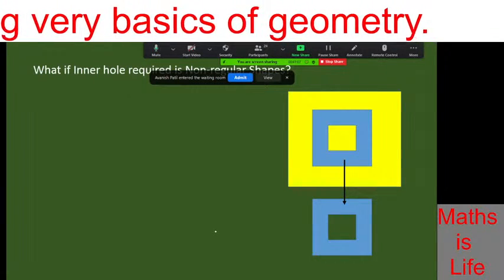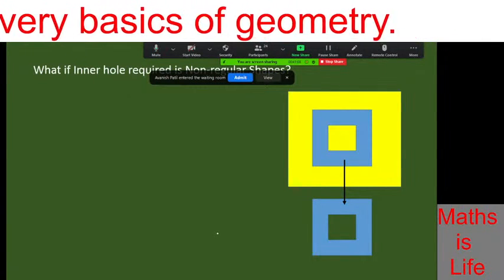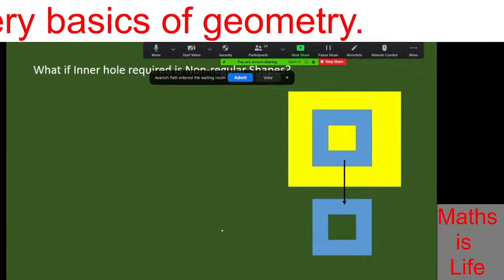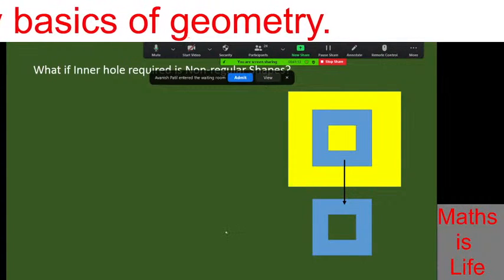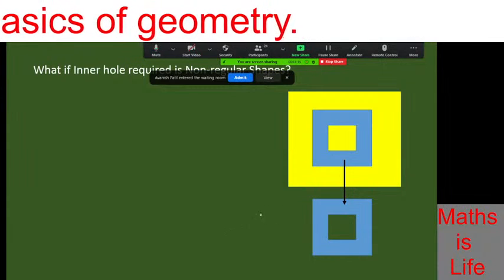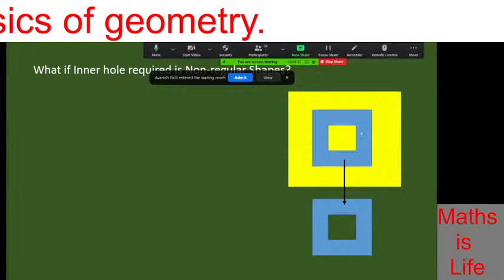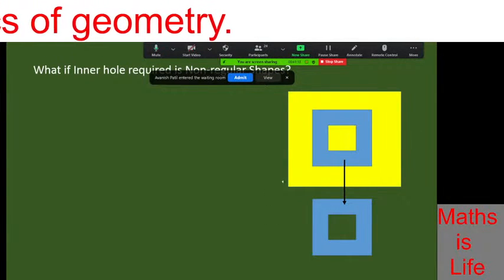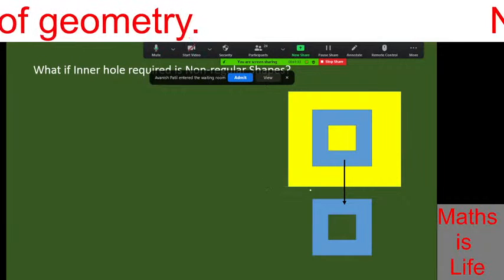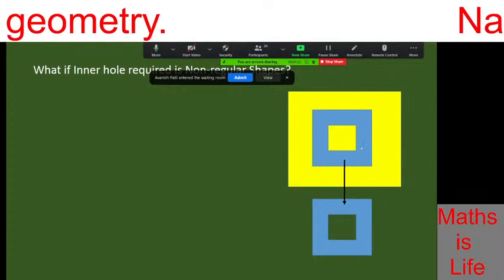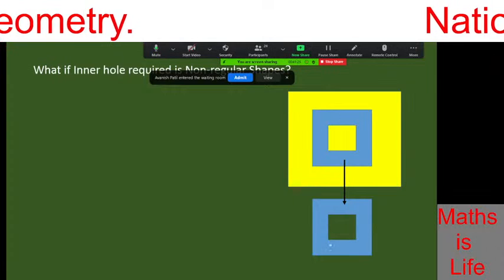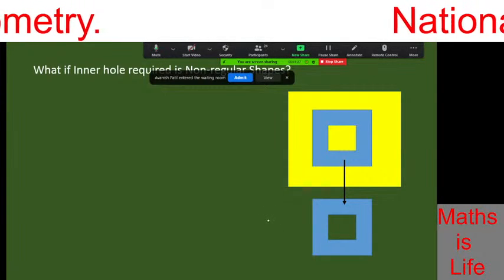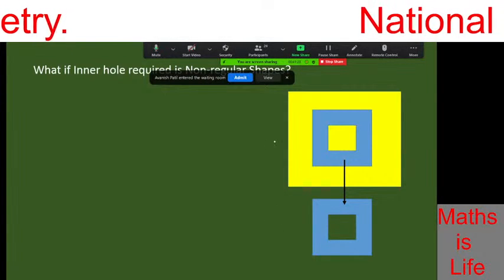Not very special, but you have to think on this question, because here what we have is a piece of paper which includes one square, and again inside that there is one square. So what we have to do, we have to separate that blue region from that paper using only one straight cut. So there are three regions, you can see.